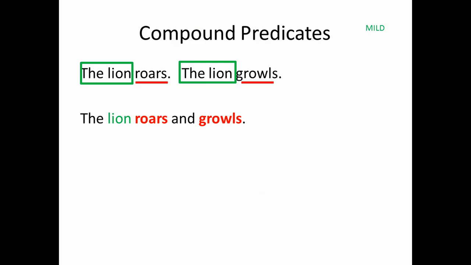Now let's try compound predicates. Remember, a compound predicate means there are two main verbs that share the same subject. The lion roars. The lion growls. Both of these sentences are about the lion, so we only need that subject one time. But there are two actions that the lion does. He both roars and growls. So we can combine these two sentences into one by saying the lion roars and growls.